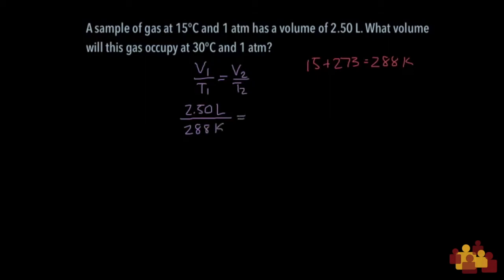We're looking for the final volume, so V2 divided by T2, which we once again need in Kelvin, so 30 plus 273 equals 303 Kelvin.